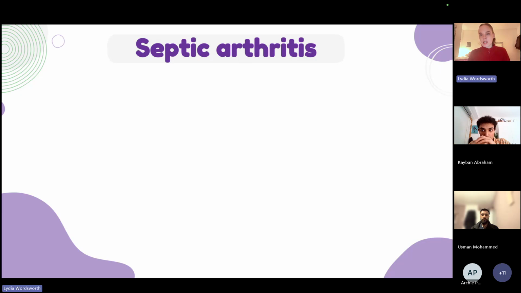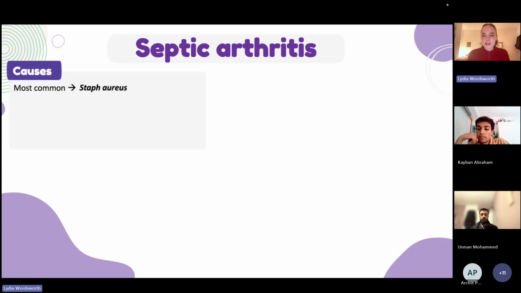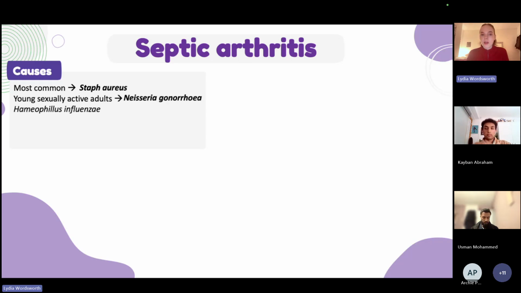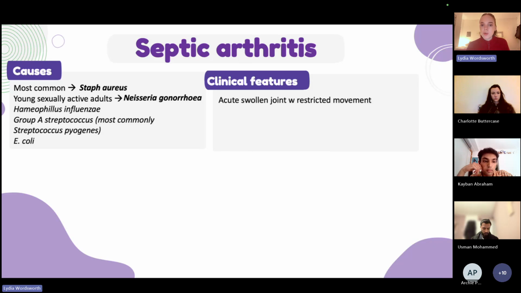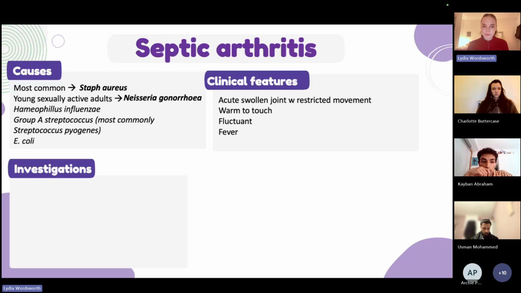Okay, so the second MSK infection and final one we'll talk about is septic arthritis. So the most common cause of this is Staph aureus. In young sexually active adults, the most common cause is Neisseria gonorrhoeae. You can also get Haemophilus influenzae and group A strep as a cause, and also E. coli. I do think this is quite high yield, so just remember Staph aureus and especially gonorrhoea in a young sexually active adult. So clinical features: acute swollen joint and restricted movement, warmth to touch, fluctuant, fever.